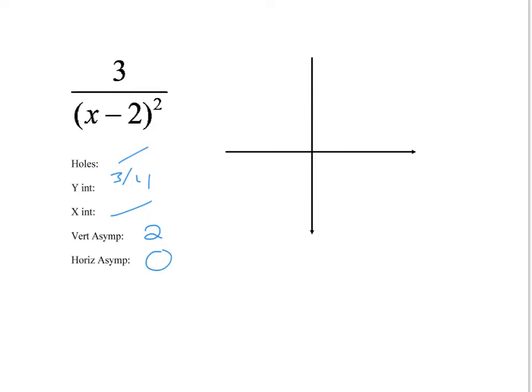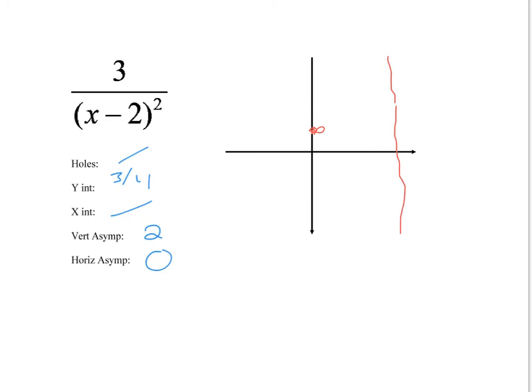Whoop, I need to turn my pen on. Our y-intercept is there at 3/4. I have no roots, I have no x-intercepts. My vertical asymptote is at x equals 2. That's a dotted line in case you were wondering.